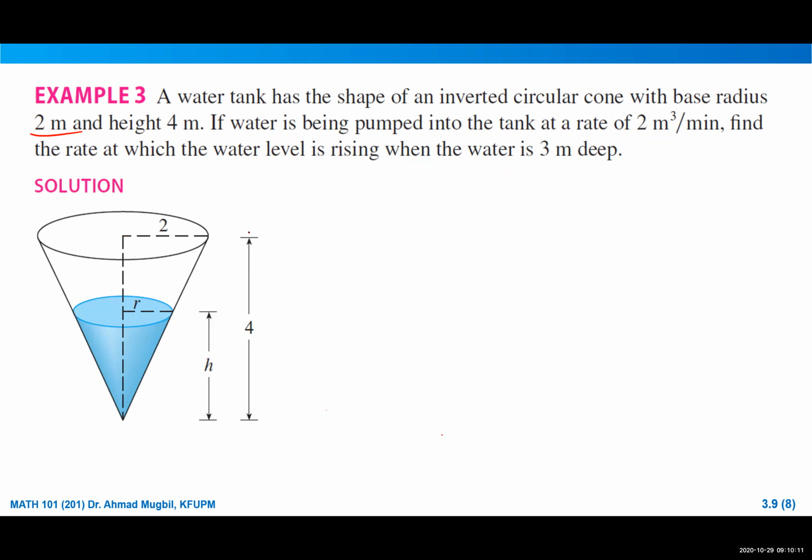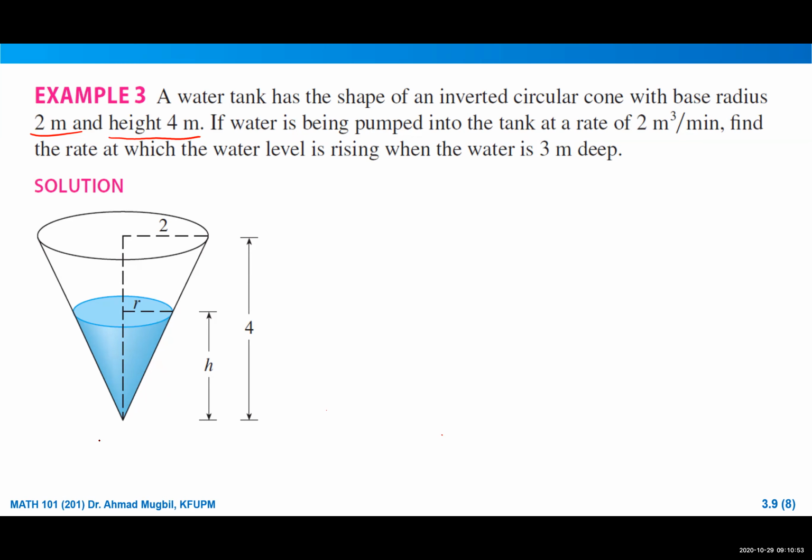And of course, we have the whole height of the cone, which is 4. H here is a variable. It changes. It depends on the amount of the water that is pumped. H could be here if you just fill up to here. If you fill more, it will change with time. It depends on the amount of water that has been pumped into the cone. And of course, the radius also will change. I'm talking about the radius of the level of the water, not the radius of the cone itself.